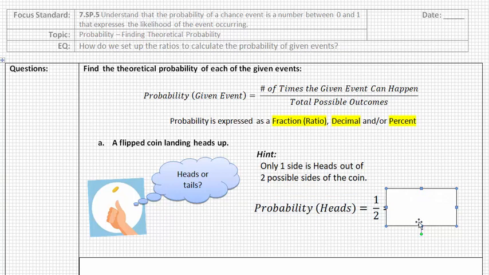What is that as a decimal and percent? Can you complete this equation? I have equal to, what's the decimal and what's the percent?